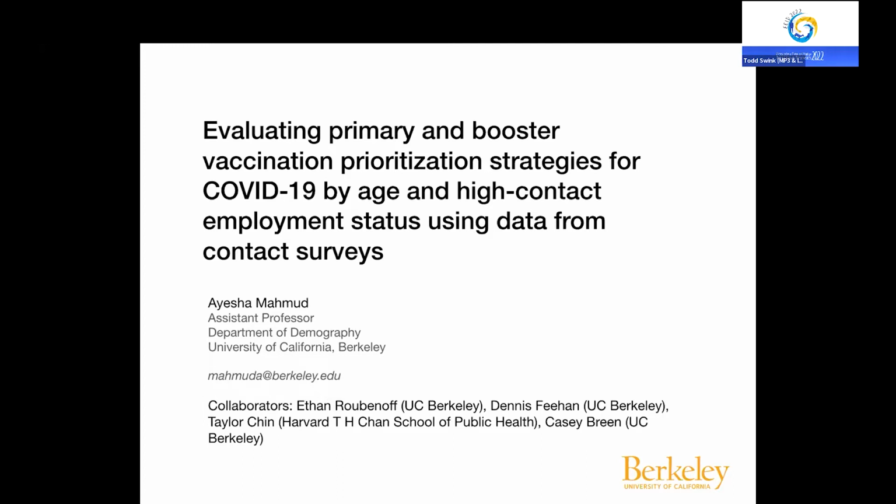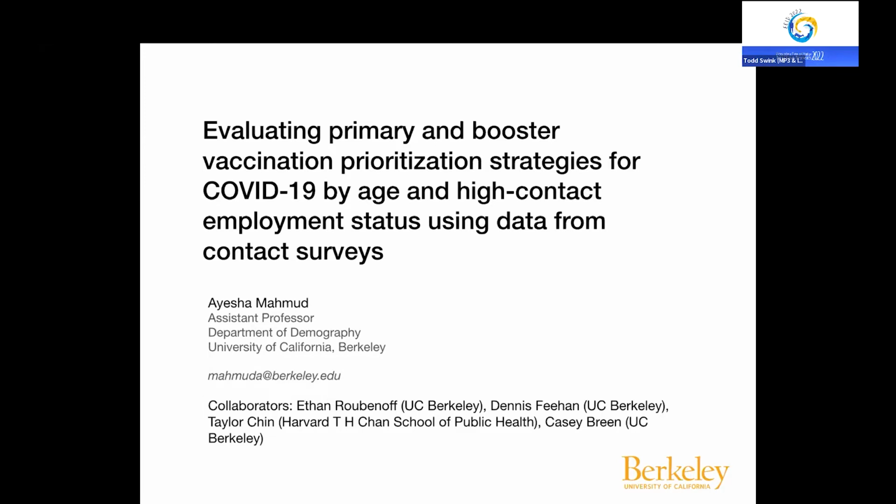So I'm going to start by just giving some brief overview about this contact data in case it's interesting to folks, and there's a lot of data there that we're hoping other folks would be able to use in their modeling work. So I'll talk a little bit about our contact data, and then I'll talk more specifically about this project looking at evaluating vaccine prioritization strategies.